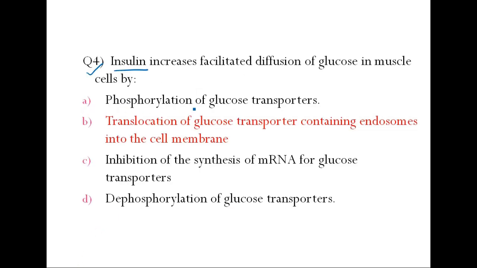First option is phosphorylation of glucose transporter. No, there is no phosphorylation of glucose transporter. Next is translocation of glucose transporter containing endosome into the cell membrane. This is correct. We have seen in the previous diagram that when insulin comes and binds to the insulin receptor, then the vesicle containing the glucose transporter will be translocated to the cell membrane, and this helps in the glucose transport. So this B option is correct.